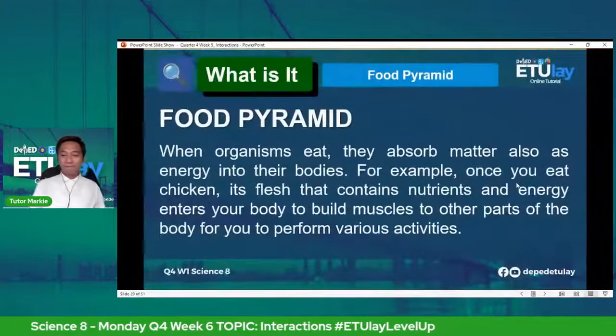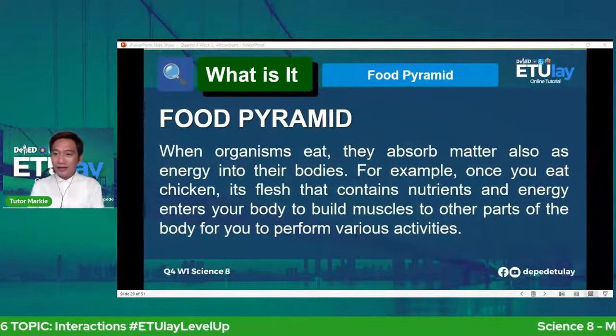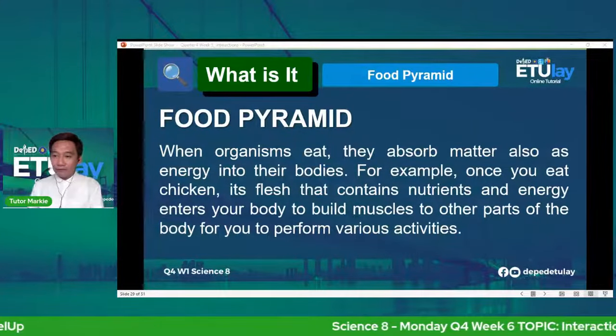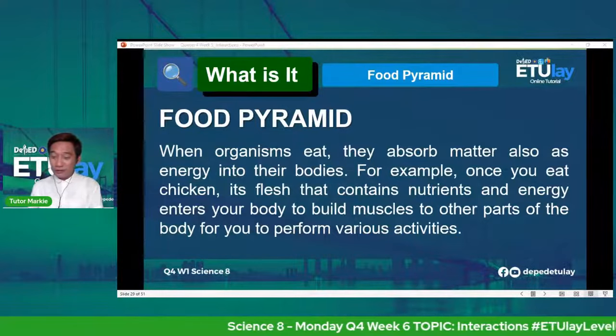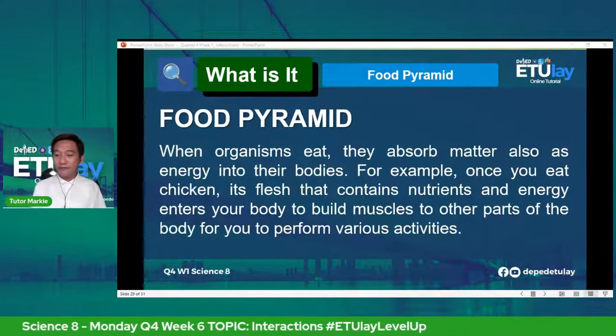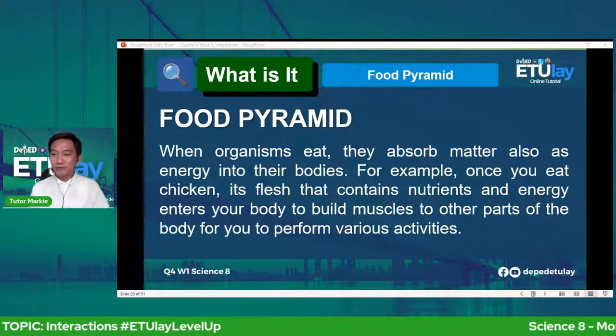All right? So, ayan. We have here another one from Sir Christopher Respicio. Ayan, a network of interconnecting food chains in a natural community of different organisms is called a food web. Ayan, thank you very much, Christopher.